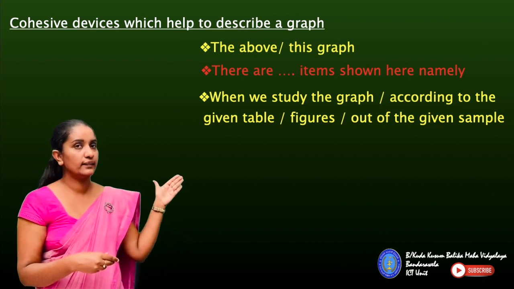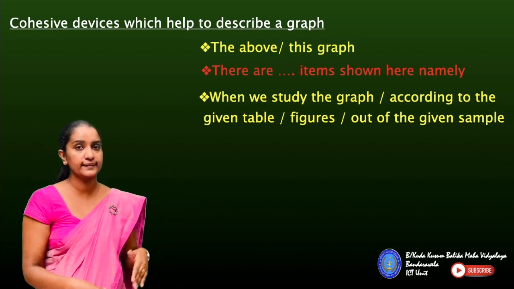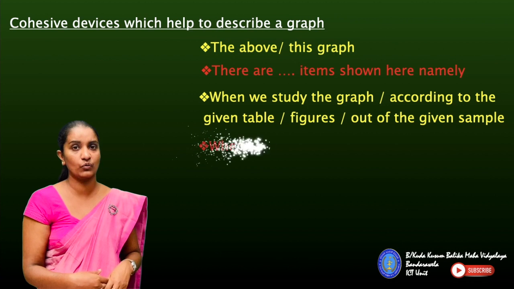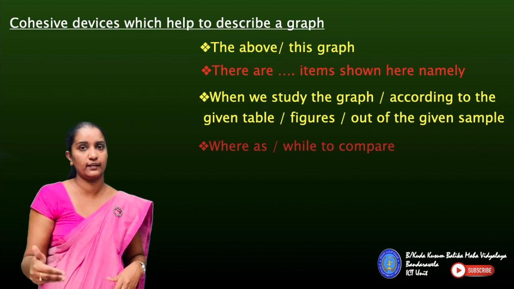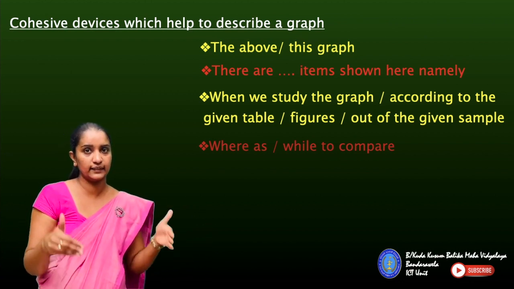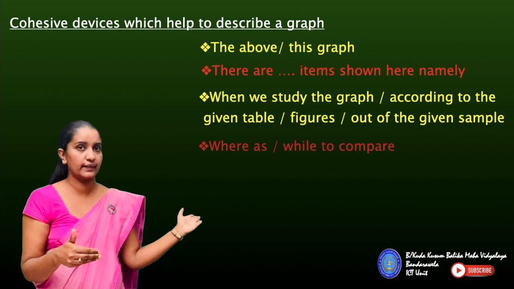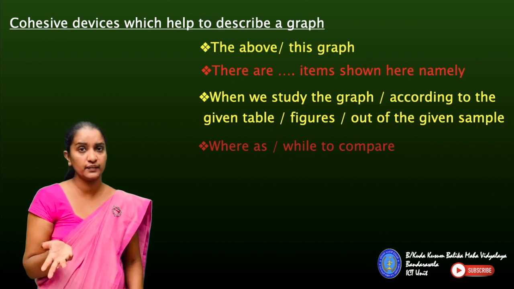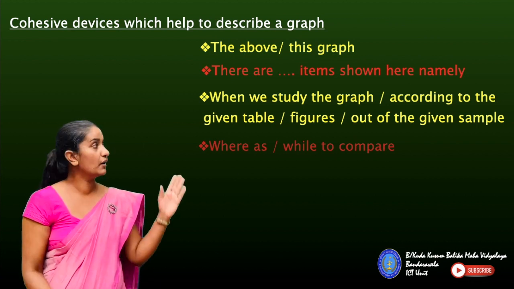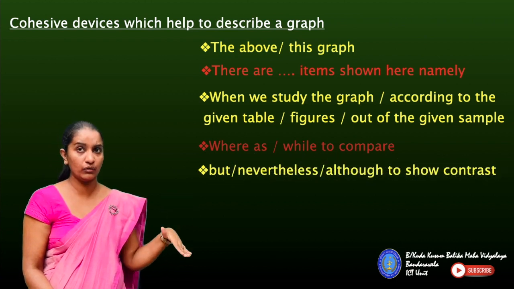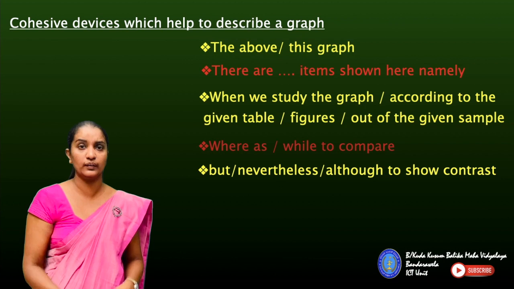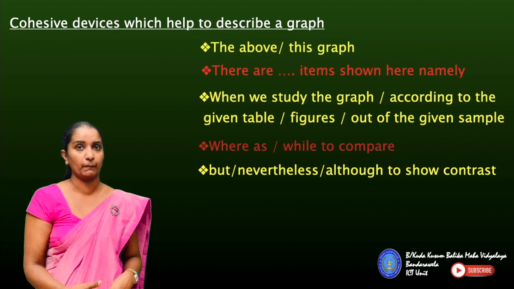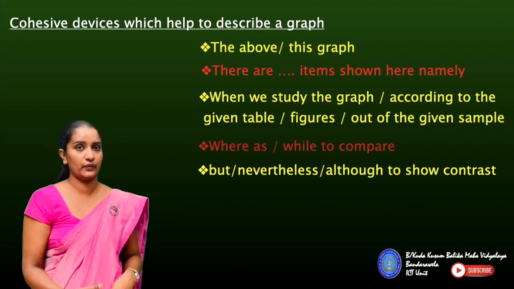And you can connect 2 sentences to similar sentences like this, whereas or while. That means vana attara thura. So you can first give one data, and before you give the second data, you can connect it with whereas or while. And if you want to compare 2 different items, what are the words you can use? But, nevertheless, although, that means they show the contrast from the first sentence and the second sentence. I hope it's clear.